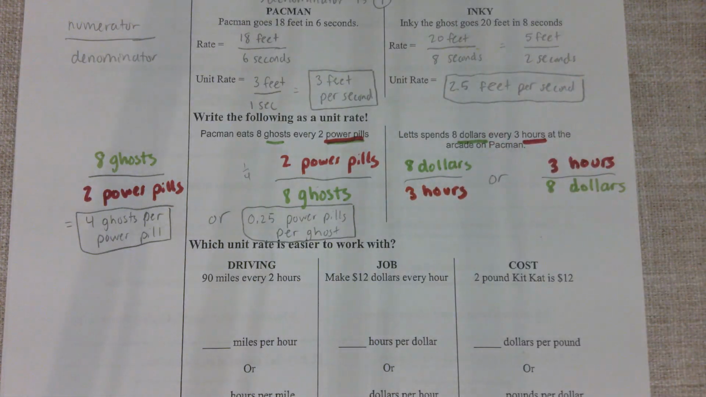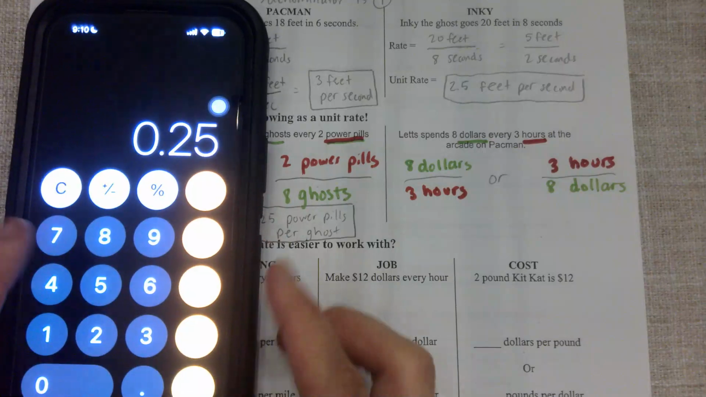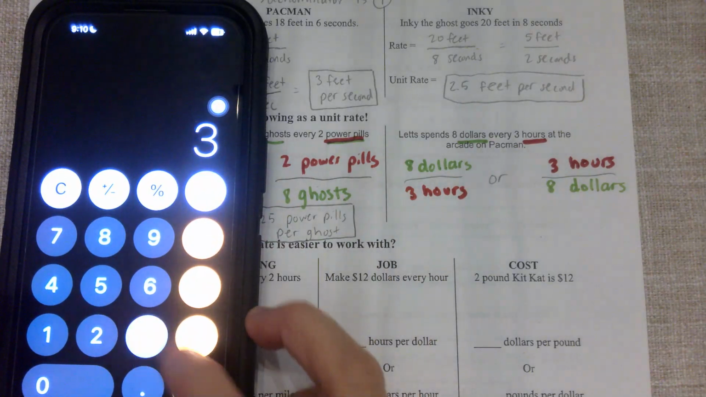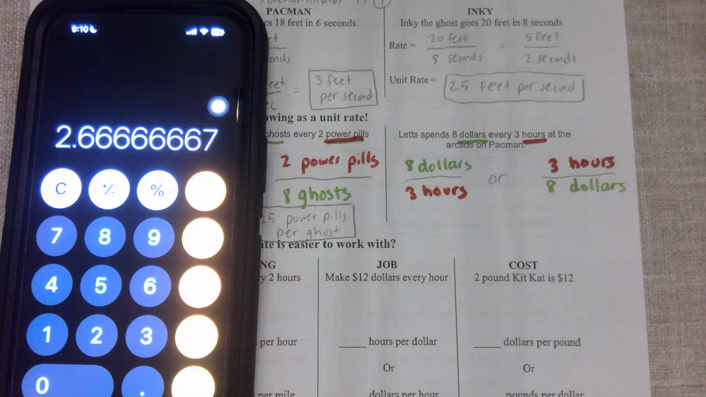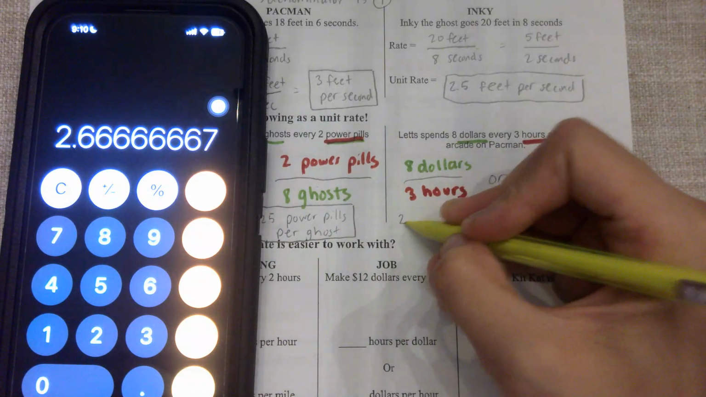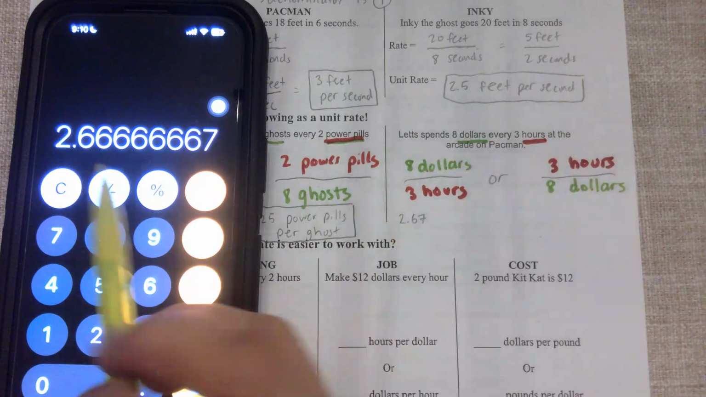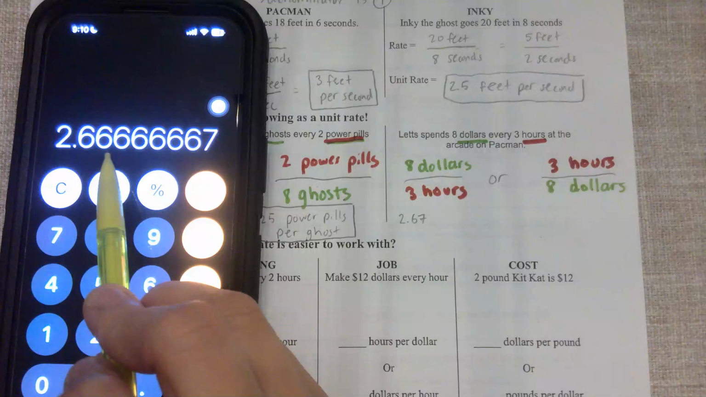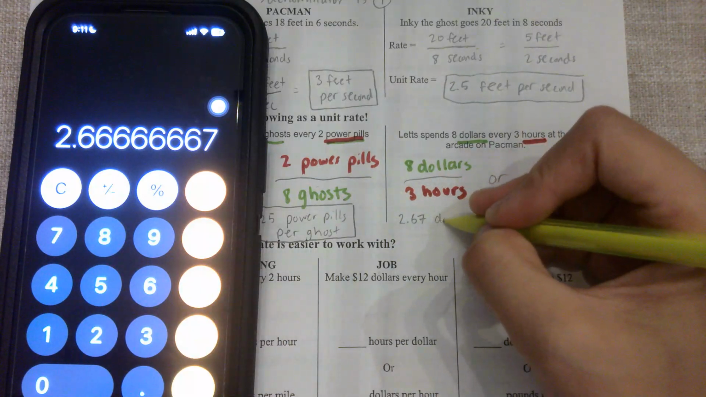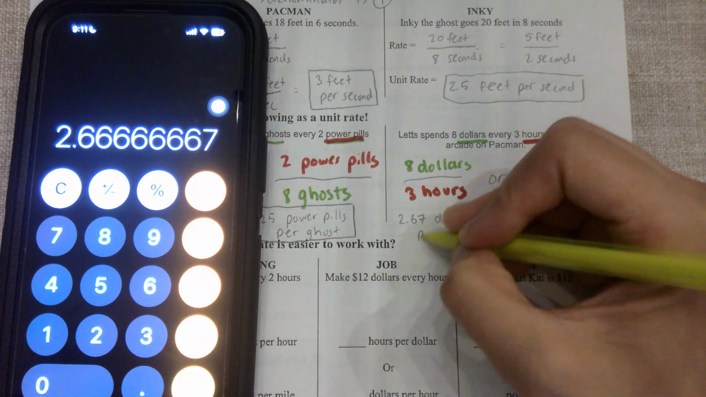Okay, so this one I'm going to want to use my calculator because these aren't pretty fractions. So we're going to have 8 divided by 3. So we have 2.67. I rounded that, right? Because the digit right here rounds this to 7 per hour.